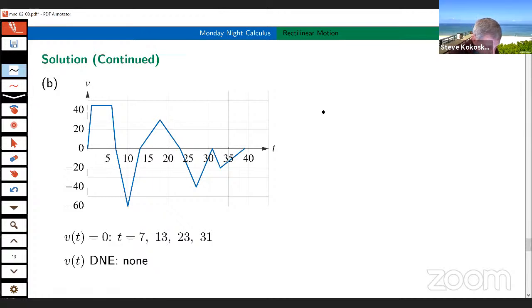Well, it's equal to zero at 7, 13, 23, and 31. Are there any places where the velocity does not exist? Well, be careful here. There's a lot of sharp edges in this graph, but remember, those would be places where the derivative of the velocity does not exist. But there are no holes here in this velocity function. So it indeed does exist for all values between 0 and 39.